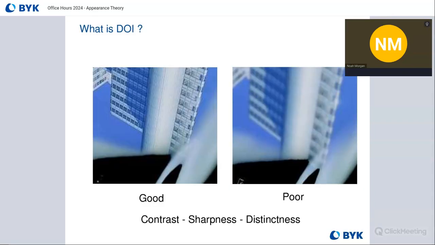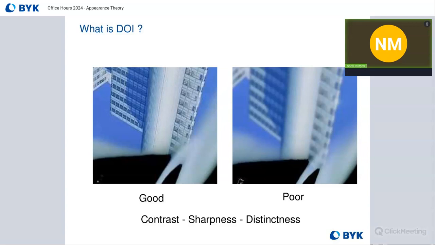So what about structures that are too small for our eyes to detect? This is where, as I mentioned earlier, dullness comes into play. These are structures that are so small that our eyes can't perceive them. And this is what distinctness of image, or DOI, is.